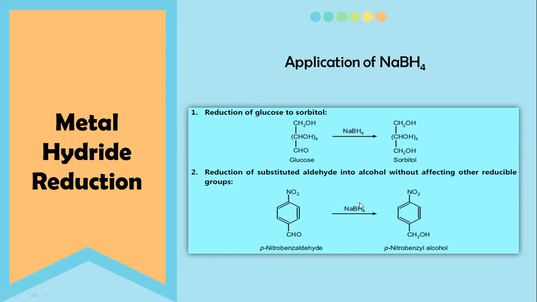So this reducing agent does not exert any effect on the nitro group. The nitro group remains as such in the chemical reaction. No effect on the nitro group. It specifically targets the aldehyde group of the substrate, para-nitrobenzaldehyde, the starting material. And thereby it converts the aldehyde group into an alcoholic group, and forms the product para-nitrobenzyl alcohol.